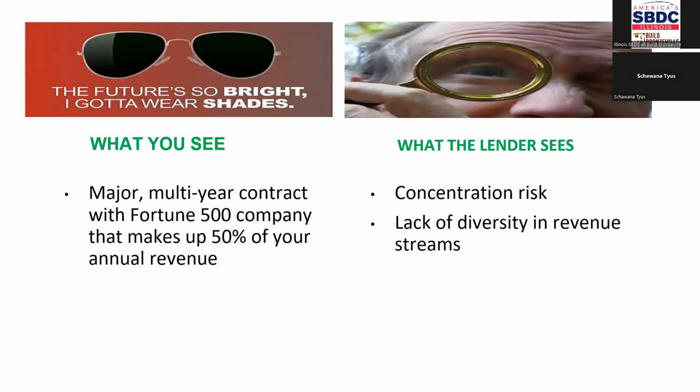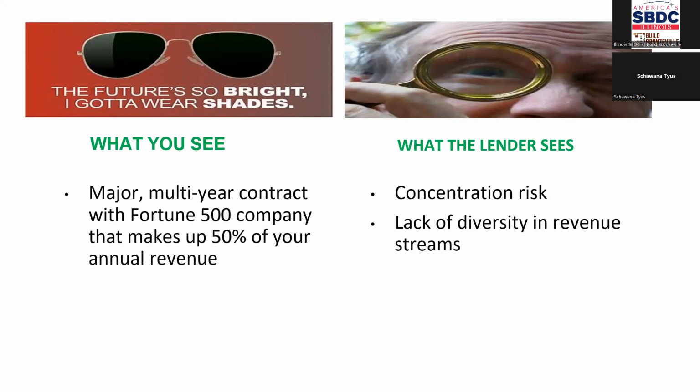However, if you look to the right-hand side, the lender is saying, well, I don't see what you see. What the lender may see is concentration risk. What that term refers to is the notion that you're almost too dependent on a single revenue source. As wonderful as this contract may be, the lender says, what happens if something goes sideways with that contract? What happens if that part of their revenue goes away? I think you would agree that most companies would not survive losing 50% of their annual revenue.